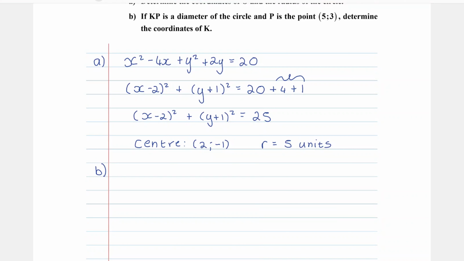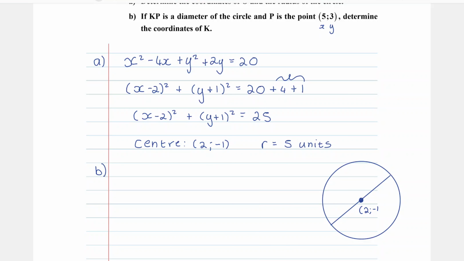Question B now says, if KP is the diameter of the circle and P is the point 5,3, determine the coordinates of K. So 5,3, that's an x and y coordinate on the circumference of the circle. And for a question like this, it's really useful to draw a diagram so you can have a visual representation of what the circle looks like and where K and P are on the circle. So there's my diameter. Remember, diameter always passes through the circle center. We worked out in A that the circle center is 2 and minus 1.